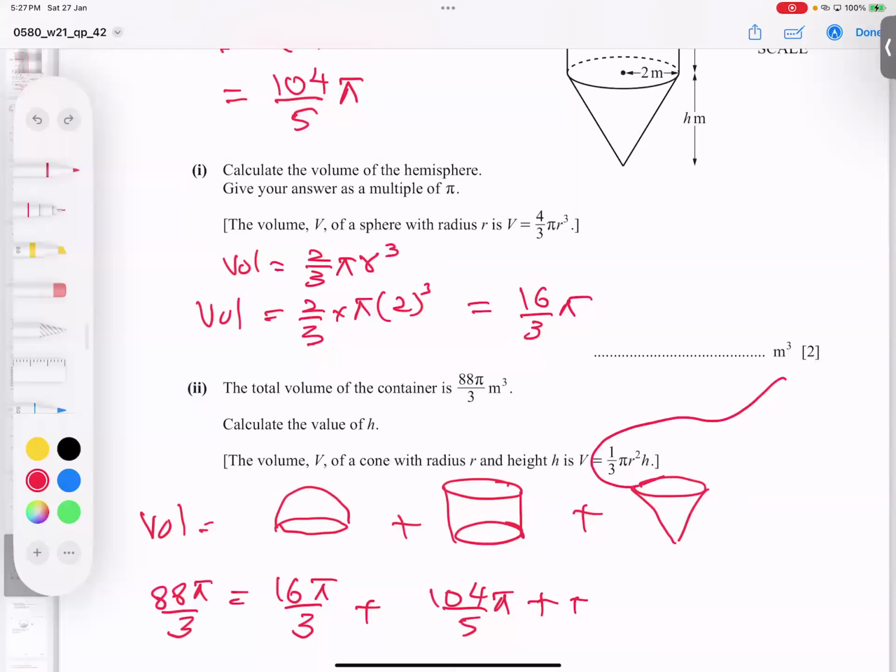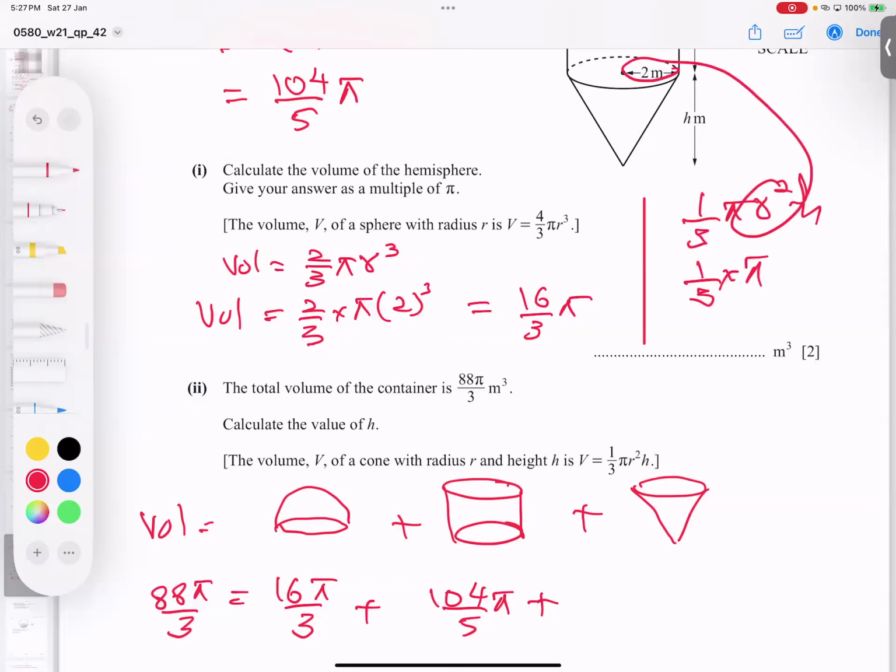And now what is left? The cone. The cone volume formula, as you can see clearly mentioned here, is 1/3 pi r squared into h. The radius is 2. I'm copying 2 here, and the height is h. I'm leaving h as h. 2 squared is 4. 4 ones are 4/3 pi h. So I'm copying this here, 4/3 pi h.